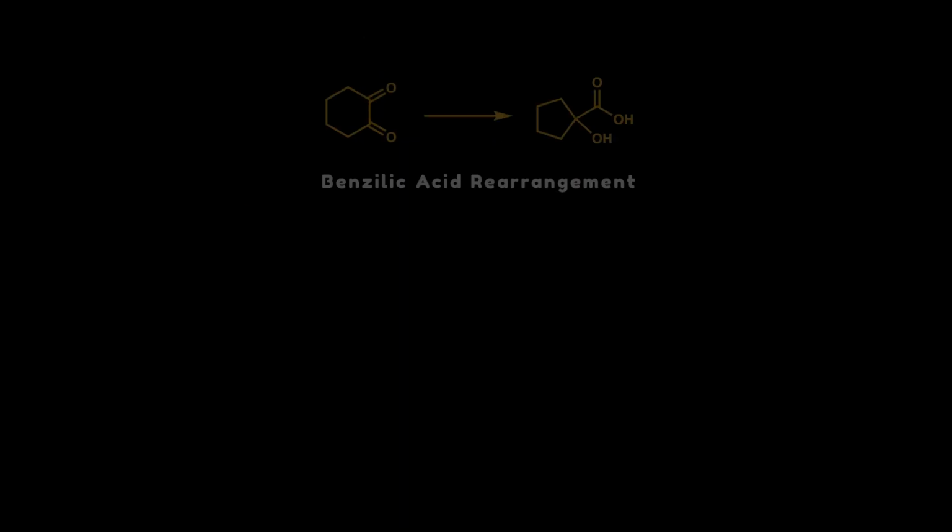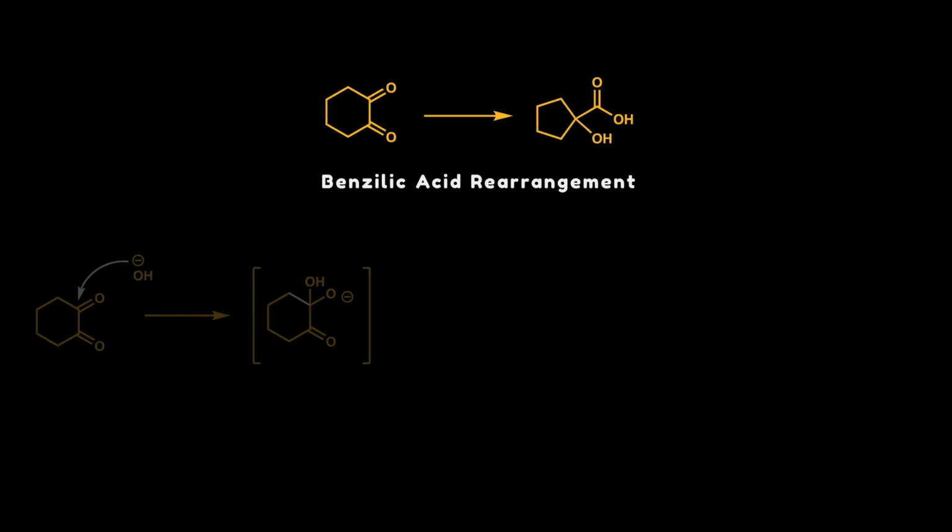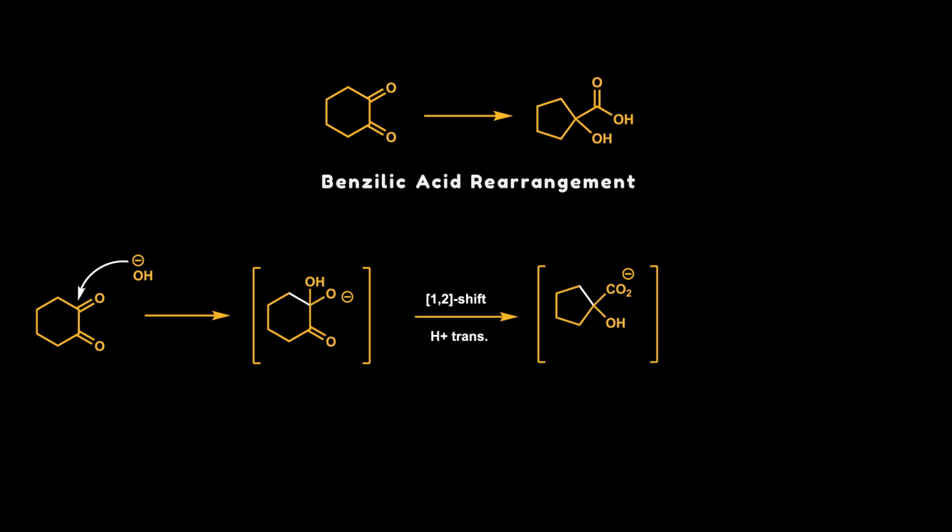Another classic example of ring contraction is the Benzilic acid rearrangement, in which the hydroxide ion attacks one of the carbonyl groups. In the next step, the intermediate undergoes a 1,2-shift, where a carbon-carbon bond migrates to the second carbonyl group. After protonation, the carboxylic acid product is formed. Notice that these two classic examples involve compounds with carbonyl groups under basic conditions, and in both cases the editing process results in ring contraction.